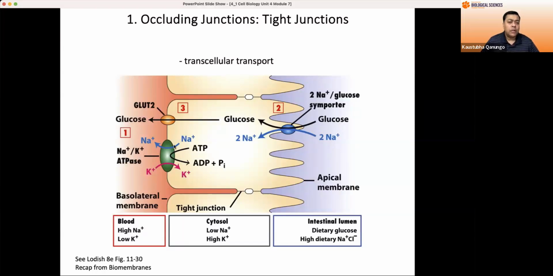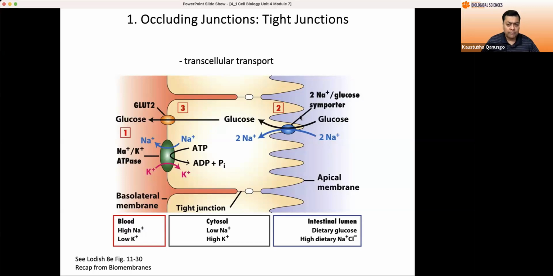And here you have a sodium-potassium pump, but remember that although it has been shown on the other side, sodium-potassium pumps actually have a universal distribution. They are on all sides. But here, the occluding function is very specifically maintained by this sodium-glucose symporter, which is never found on this side.